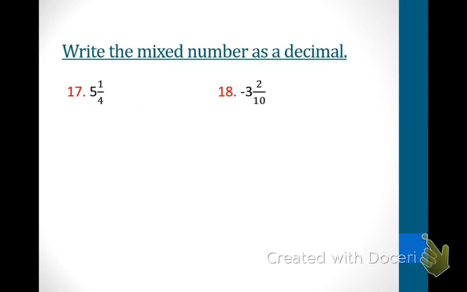Write the mixed number as a decimal. A lot of times people today have written their answer incorrectly. If it says right here you want it as a decimal, make sure your answer comes out as a decimal. We really want to make sure that we're looking at the instructions. Madison, what did you get?